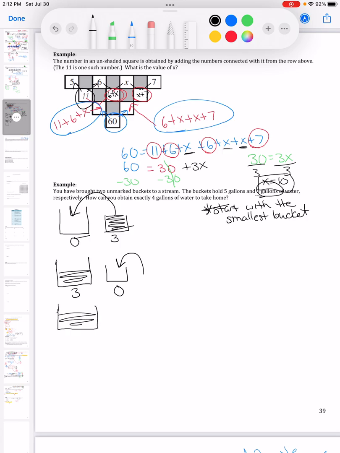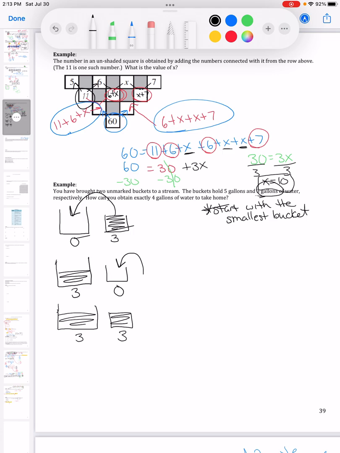So in the big one, I still have 3 gallons. I'm going to fill the little one up, so I have 3 gallons. So I have a total of 6 gallons. And you can fill up the buckets as many times as you want to. You could do this 100 times. It's not going to take that long, I promise. But you could in theory. You're not going to run out of water.